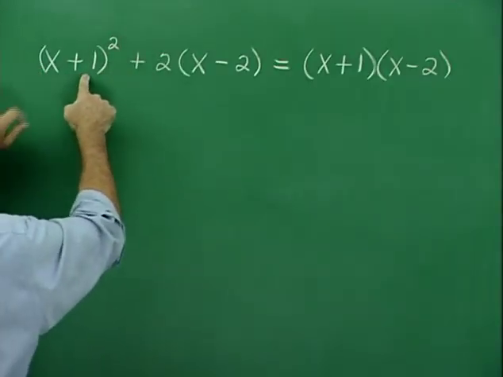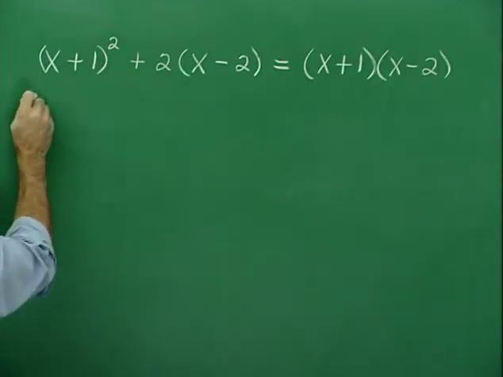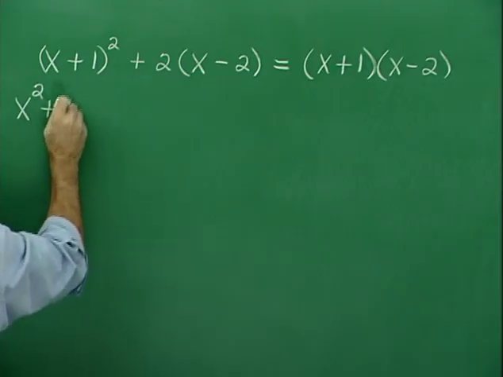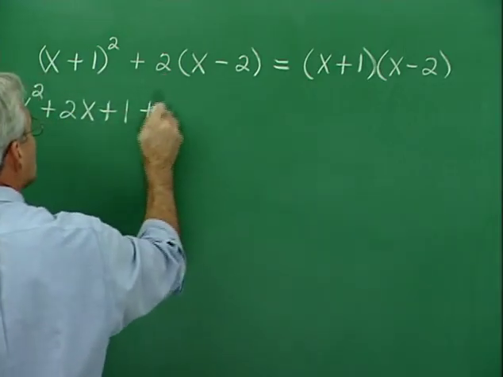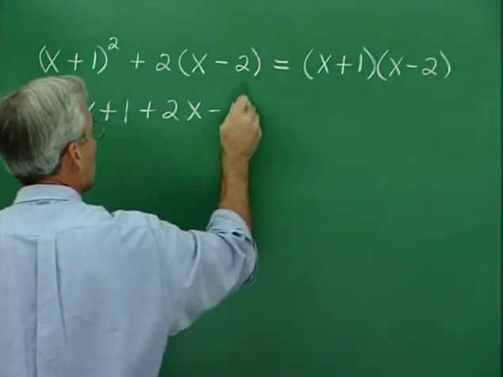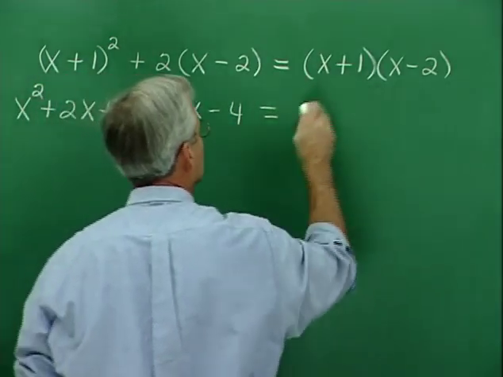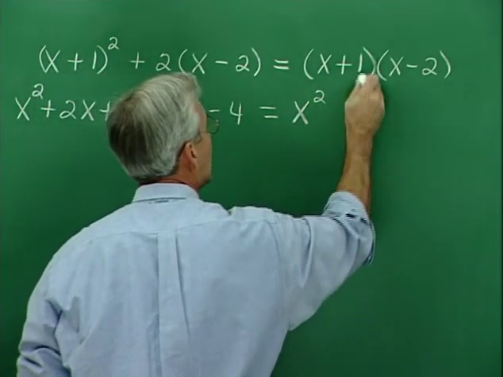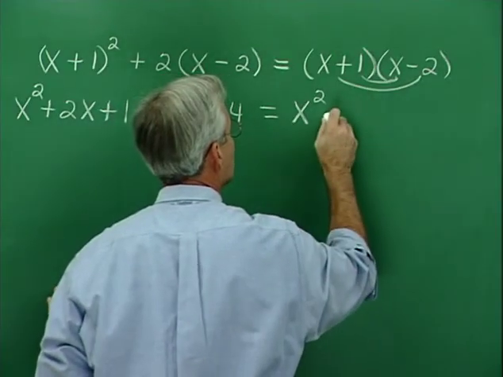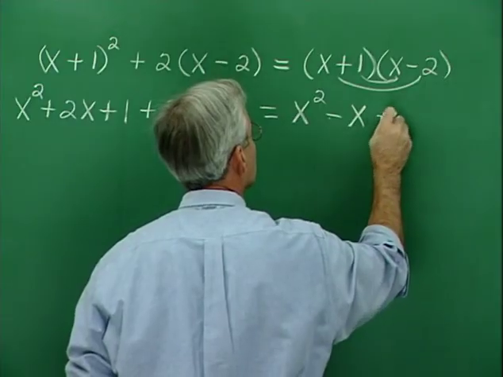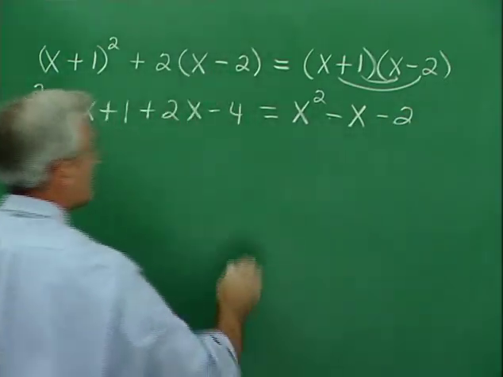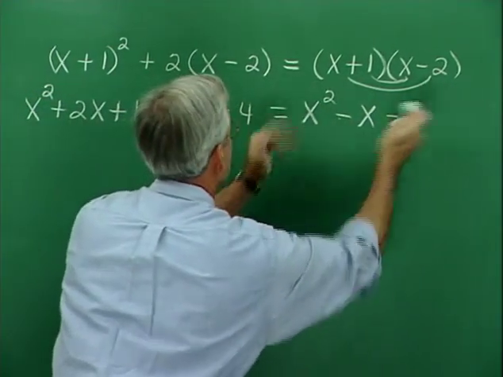We want to square this binomial, so x plus 1 times x plus 1 is x squared plus 2x plus 1, and then 2 times x minus 2, 2x minus 4. On the right, multiplying x times x is x squared, and let's see, x minus 2x, that's minus 1x, or simply minus x. 1 times negative 2 is negative 2. Now let's see, this expression is in simple form.